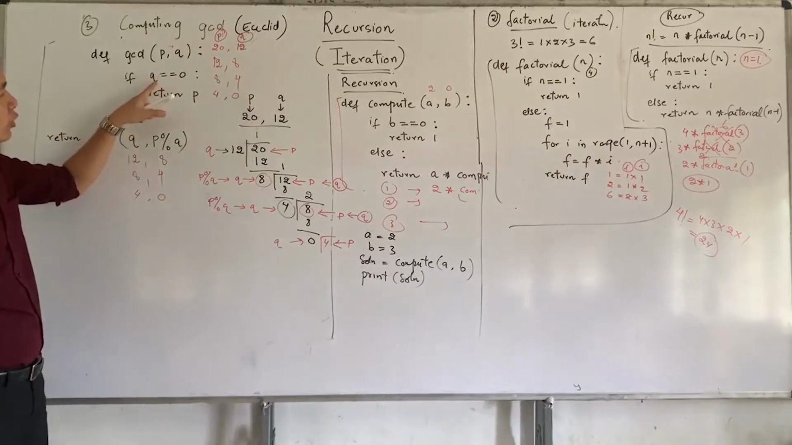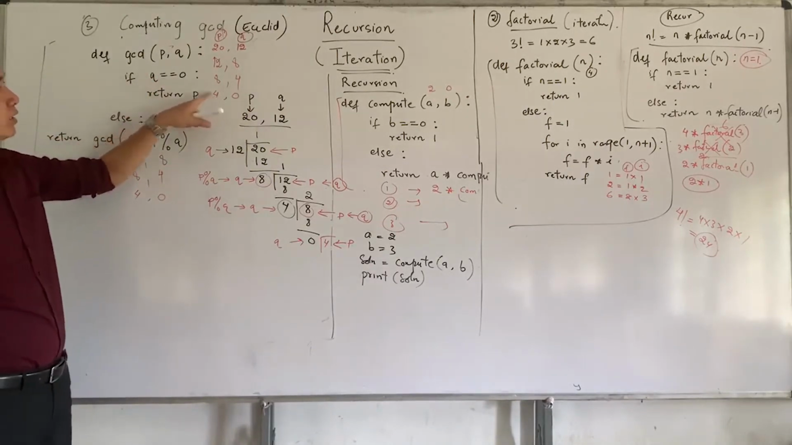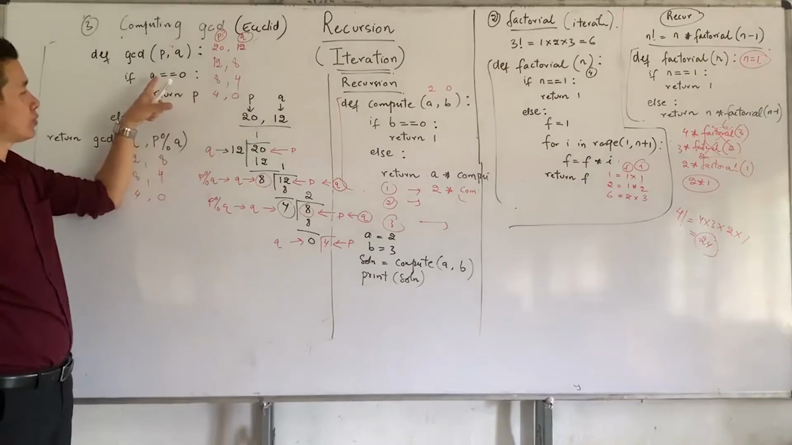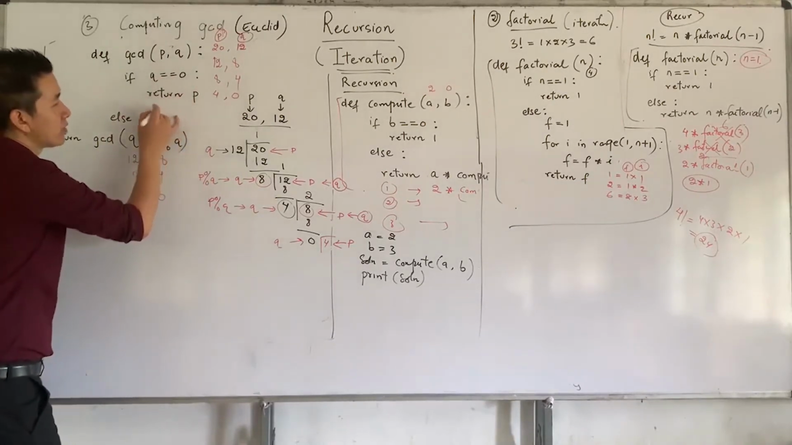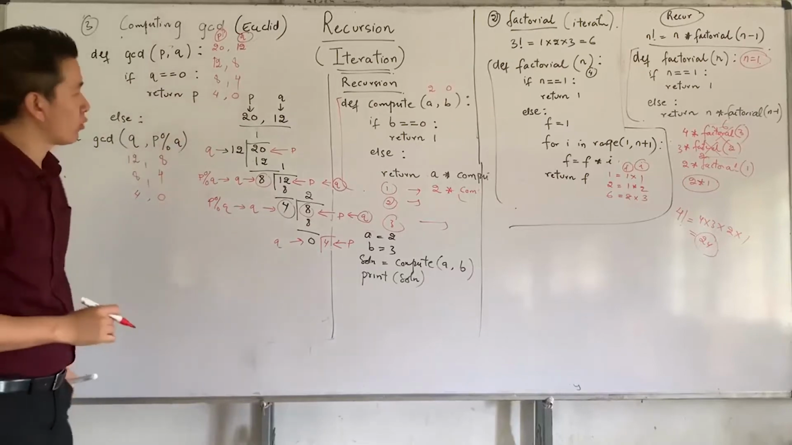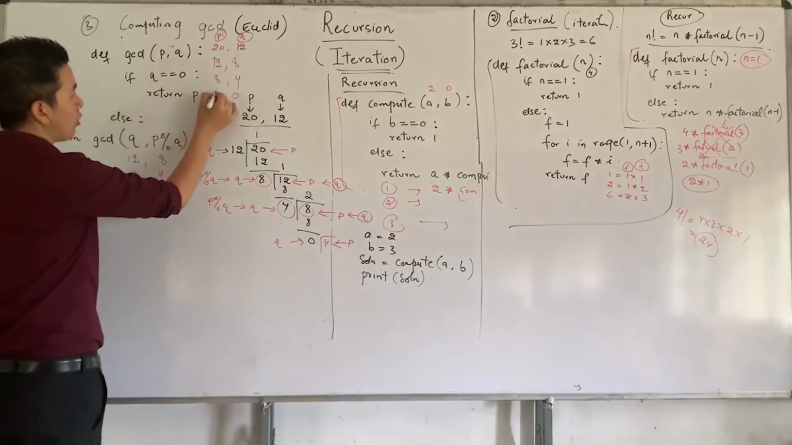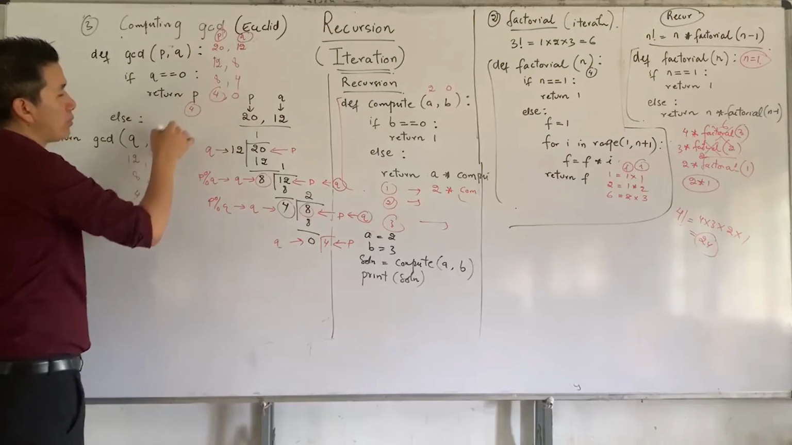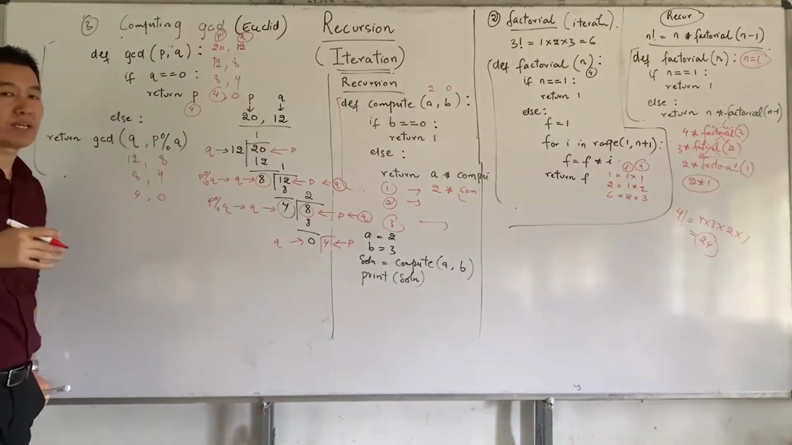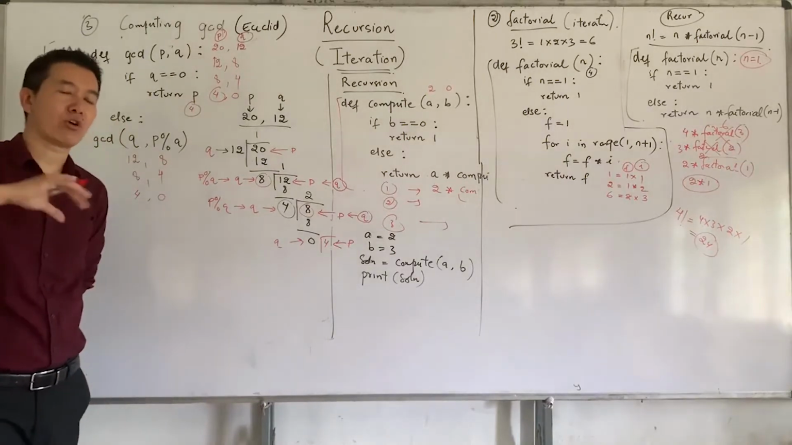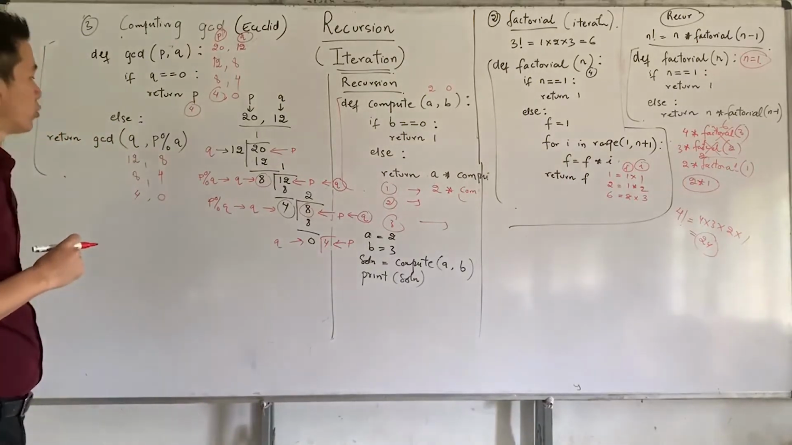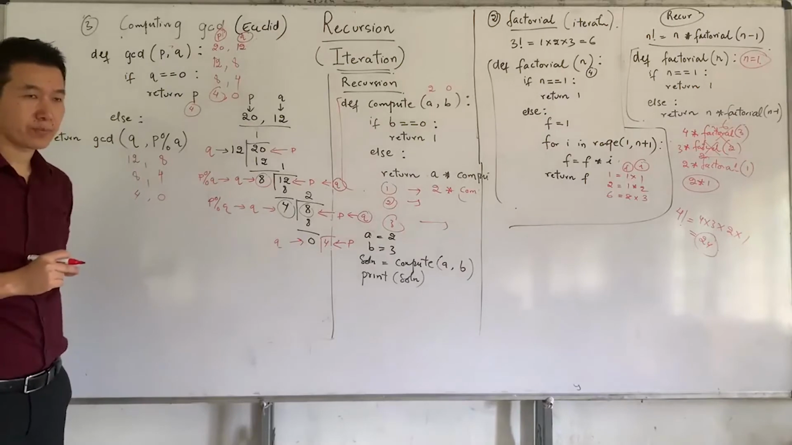And then finally, when you check the value of Q, the latest value of Q is 0. This is equal to 0. The condition becomes true, and then the base case will finally be executed. So return P, the value of P is 4, so 4 will be returned to the main part of the program, and then try to print it. You will get the answer of 4 as the greatest common divisor of 20 and 12.